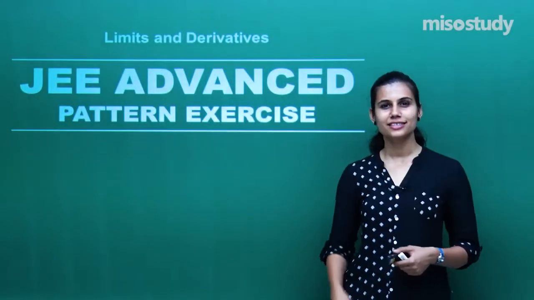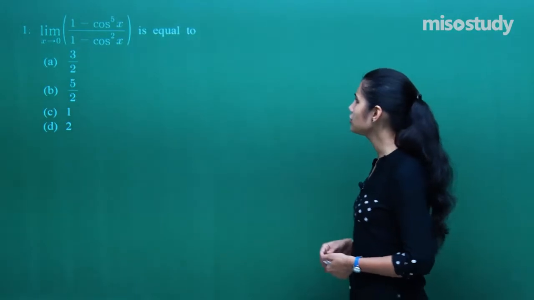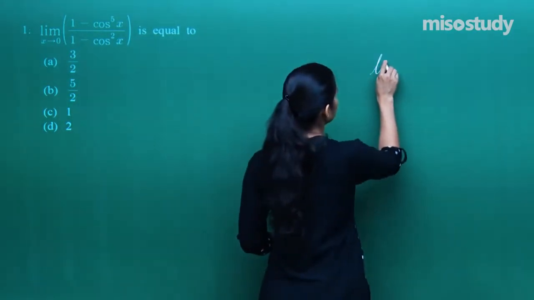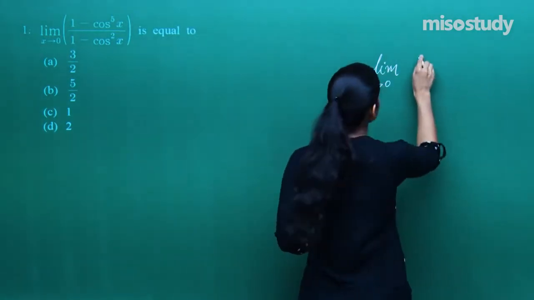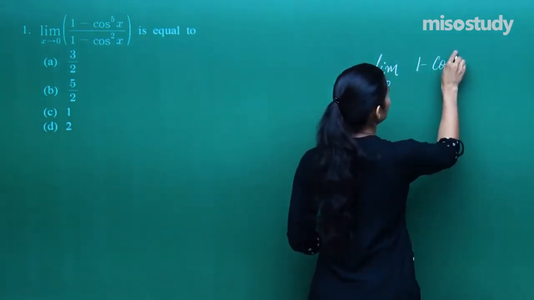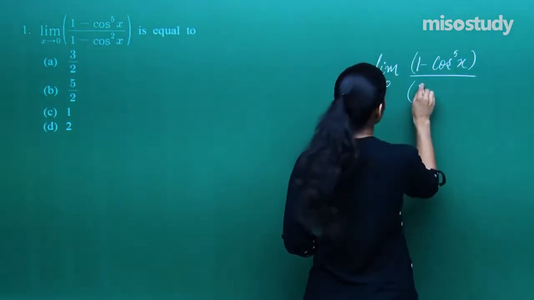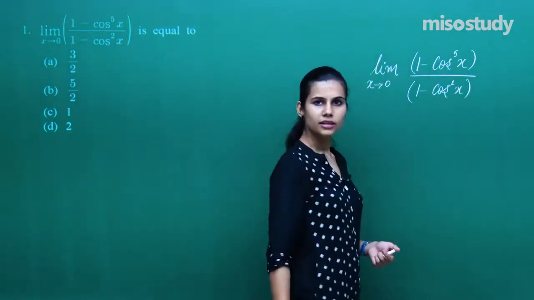Okay guys, let's begin the discussion over the questions. The first question says limit x tends to 0 of this expression is what? Now see, the moment you see 1 minus cos 5x in the numerator and in the denominator you have 1 minus cos square x, right?